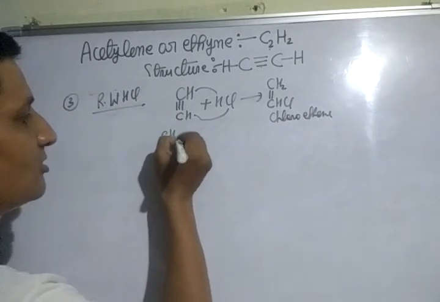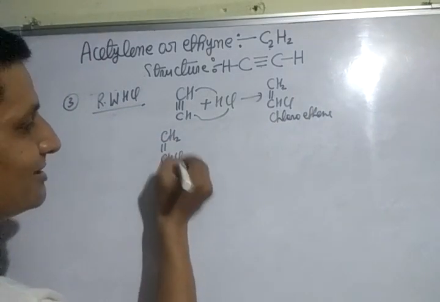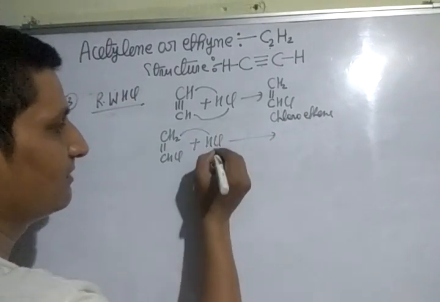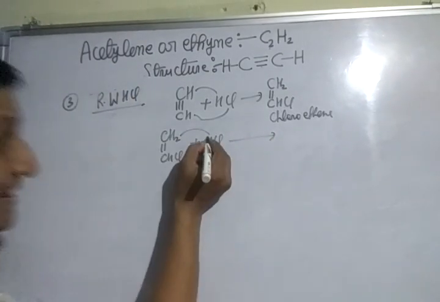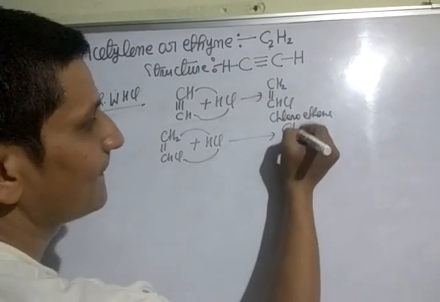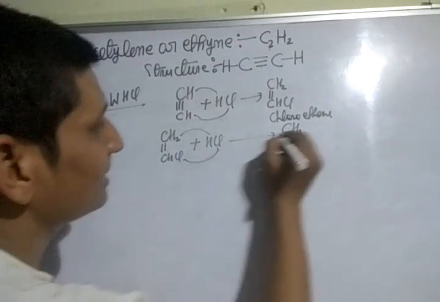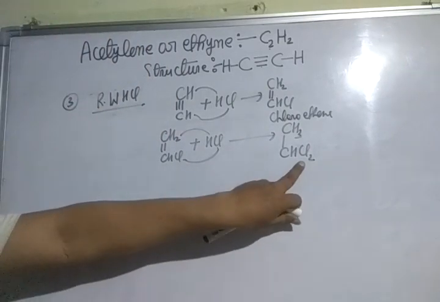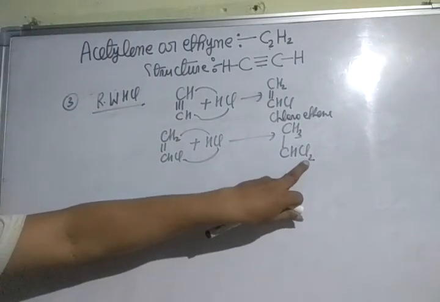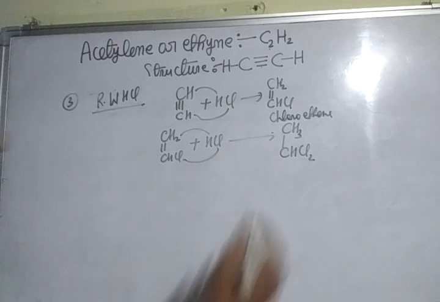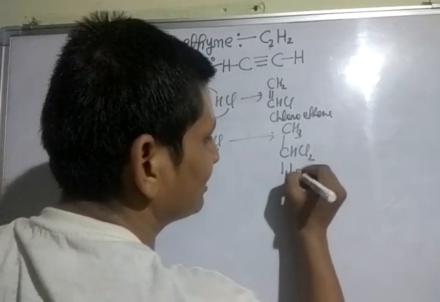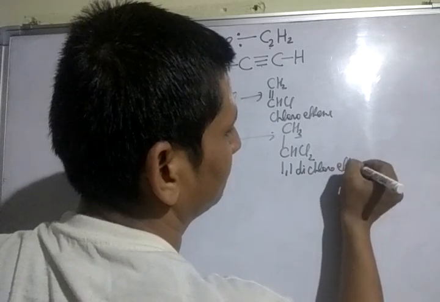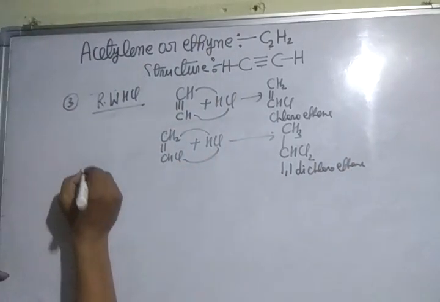After this, chloroethene reacts with HCl. One Cl attaches here, this H attaches here, it becomes CH3, and this Cl attaches here, it becomes CHCl2. It is called 1,1 dichloroethane.